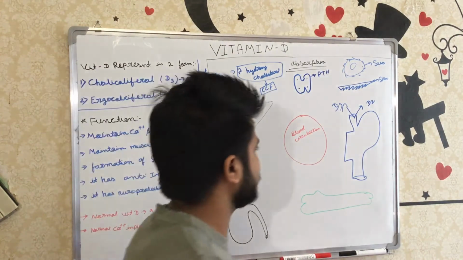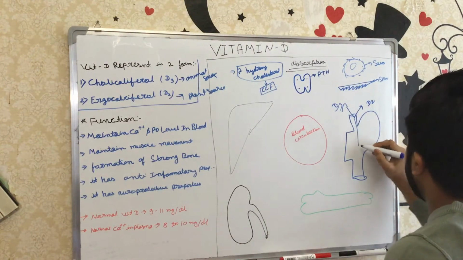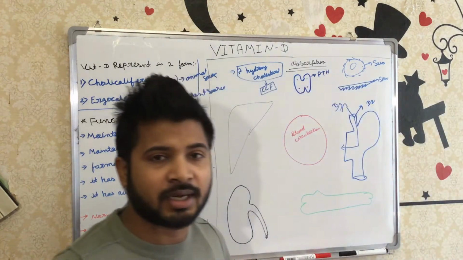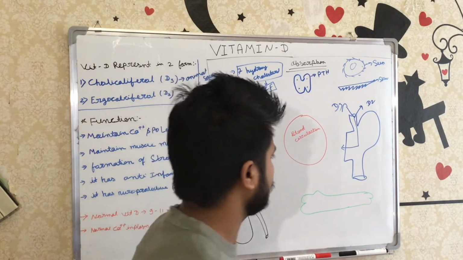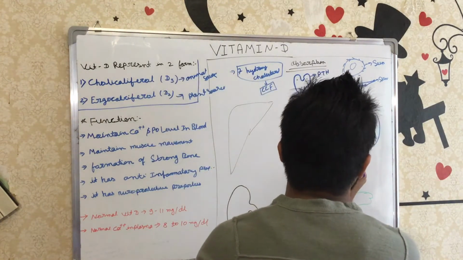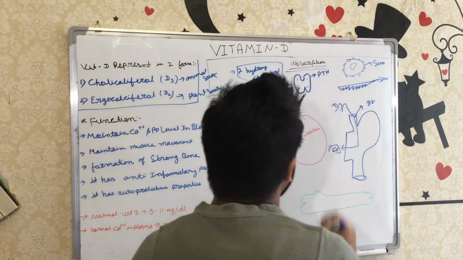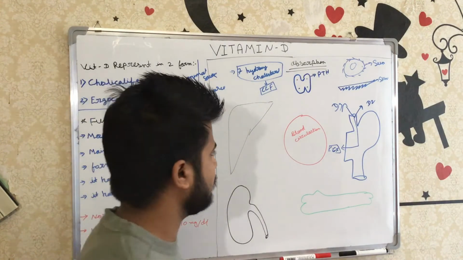Now we'll discuss the GIT. D2 and D3 will be absorbed in the GIT, and as I said, after absorption it will eventually make cholecalciferol. So here also cholecalciferol. Now both cholecalciferol, obtained from the skin and from the GIT, will go into the blood.